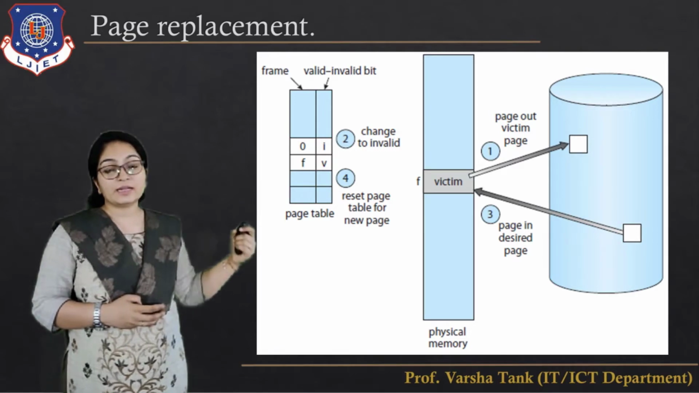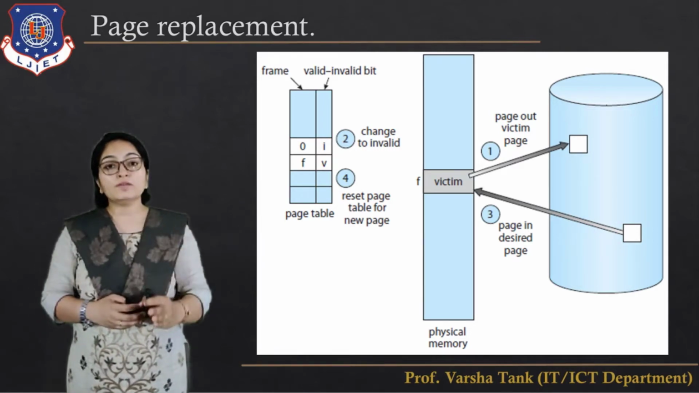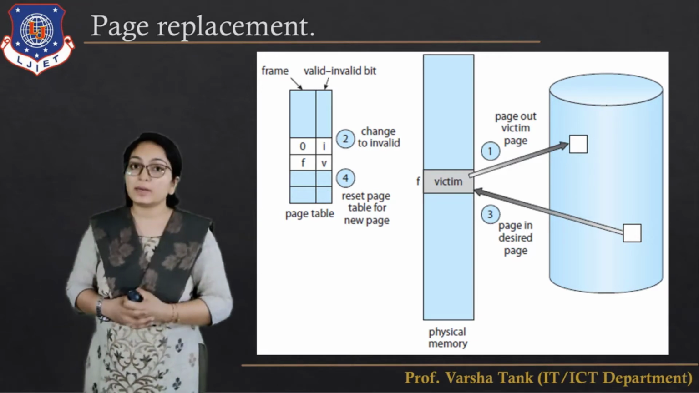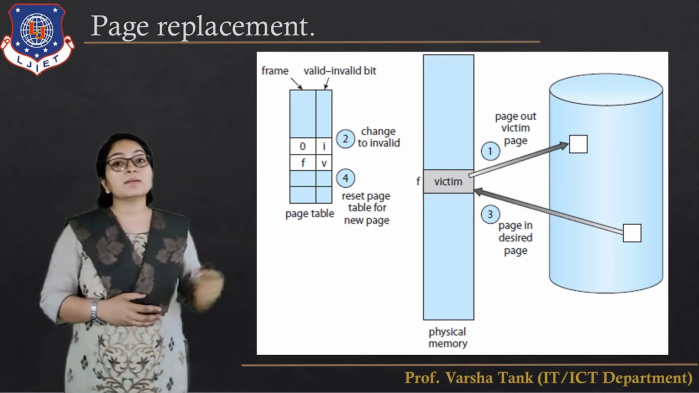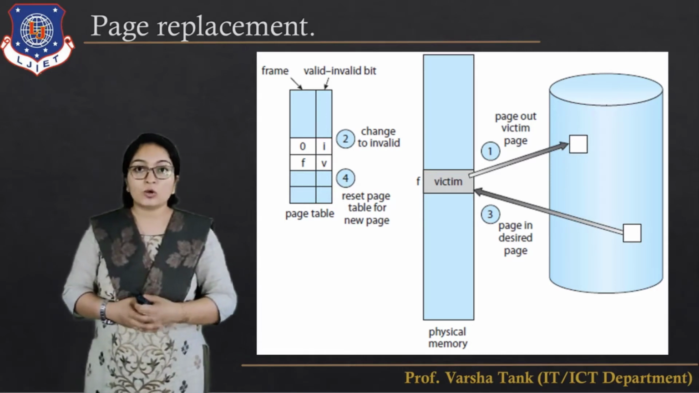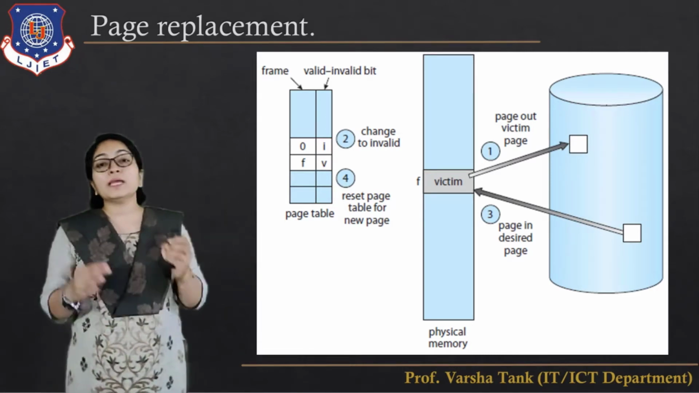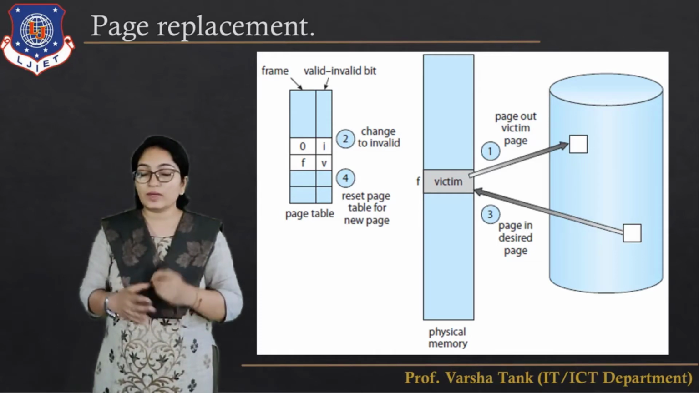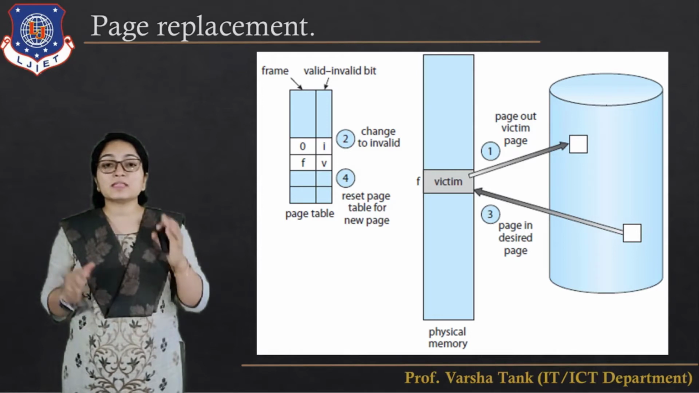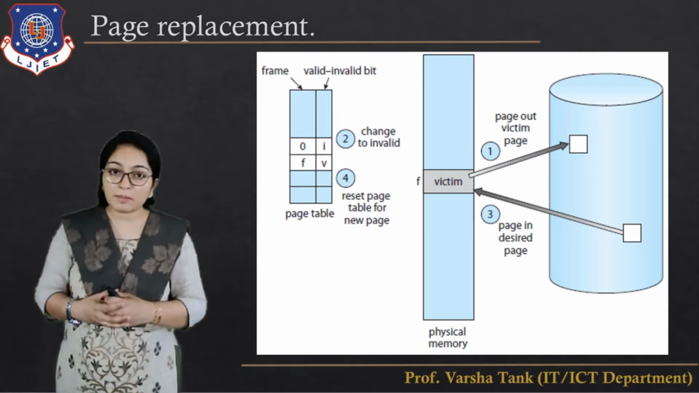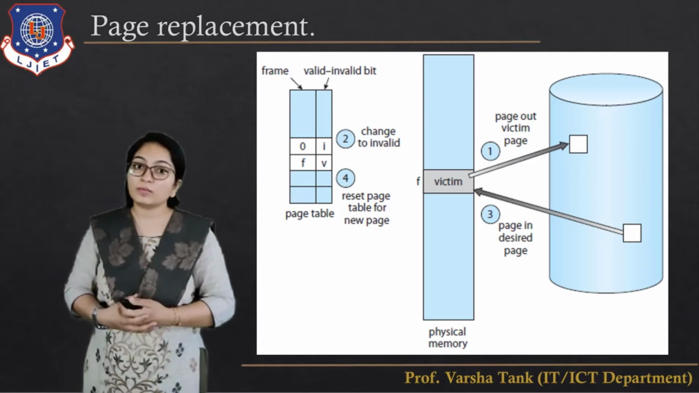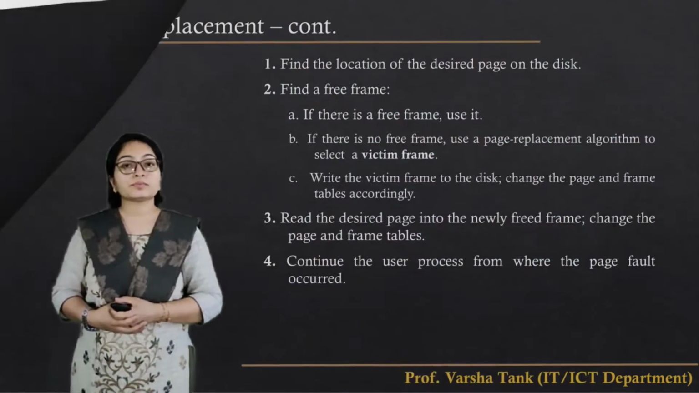The third step is the page in, that is the desired page. Whatever page we need right now will be brought into the main memory. And the last step is to reset the page table for the new page. So this is the process that is done when a page fault occurs and we require a page that is not available in the main memory, so at that time we have to bring that page from the secondary storage.